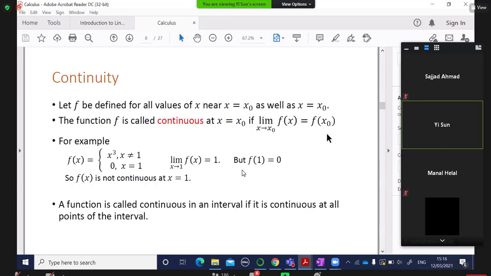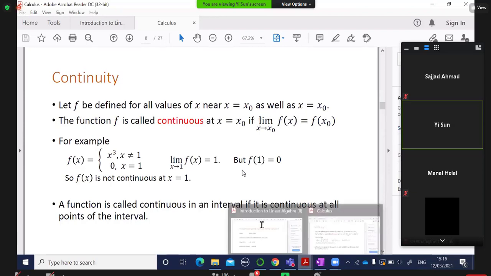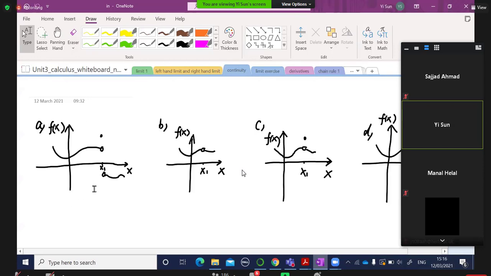The two quantities are equal. That is here. So back to here, we say this one is not continuous because the two-sided limits are not equal. Now have a look at here.